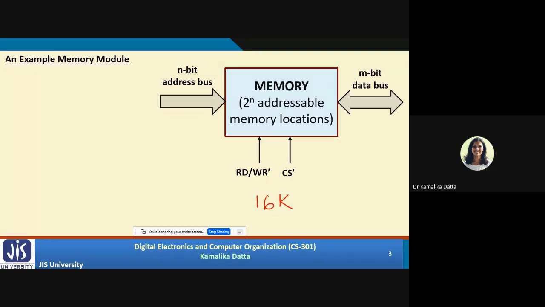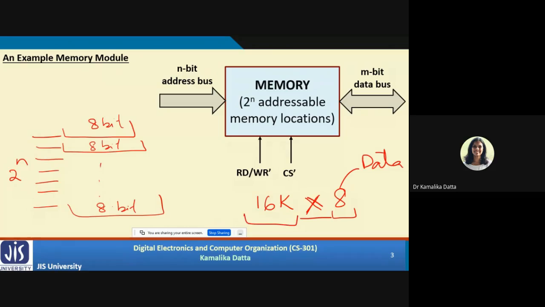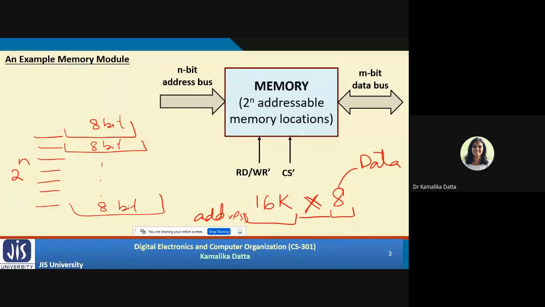No, but that is not the total memory. When we write 16 cross 8, that means this cross demarks that your memory is having 2 to the power n locations and each location is having 8 bits. So this is for the address and this is for the data. These many locations, and this is the data. That means 2 to the power n locations.